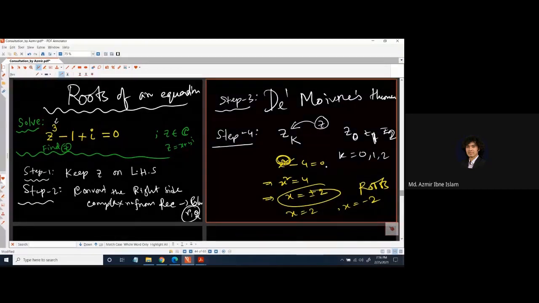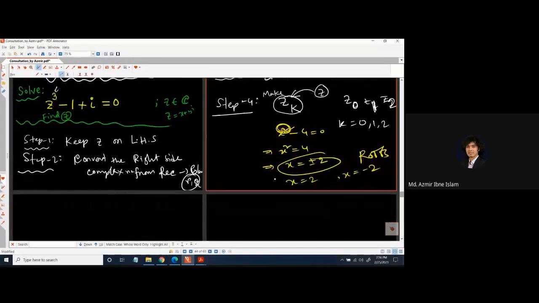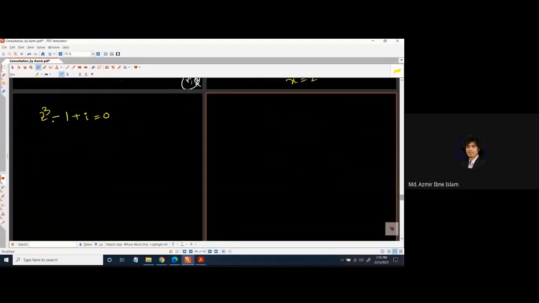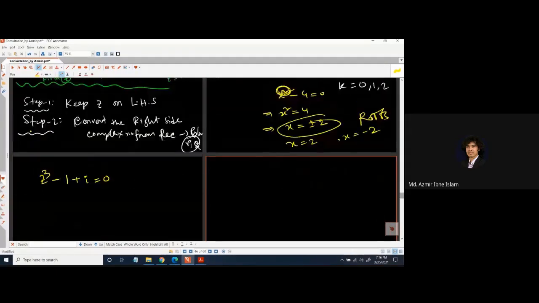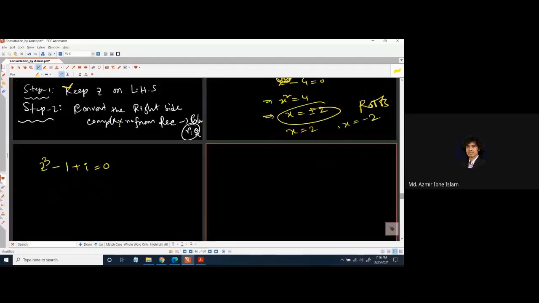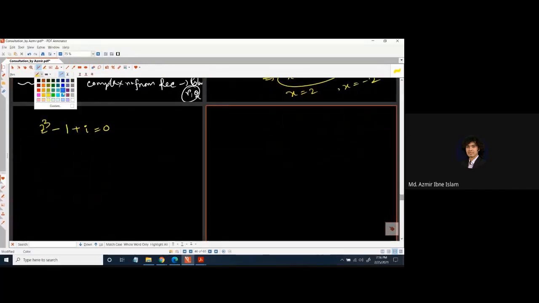So in step 4, you have to make a relation like z_k. Let's try to solve this one. z cubed minus 1 plus i equal to 0. Here, step 1: keep z on the left hand side, only z. If we try to keep z on the left hand side, for now on the right side we have 1 minus i.